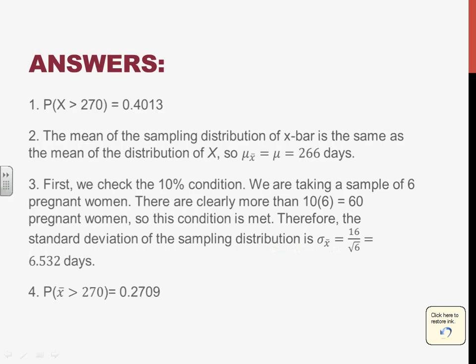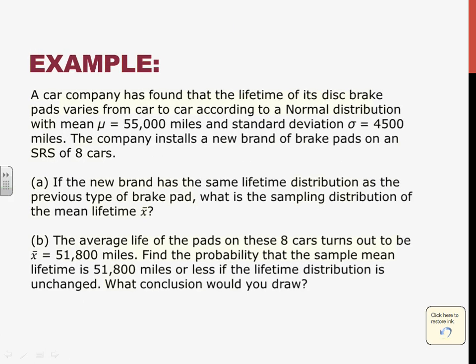Okay. A car company has found that the lifetime of its disc brake pads varies from car to car according to a normal distribution with a mean of 55,000 miles and a standard deviation of 4,500 miles. The company installs a new brand of brake pads on an SRS of 8 cars. If the new brand has the same lifetime distribution as the previous brand, what is the sampling distribution of the mean lifetime? Actually, why don't you go ahead and see if you can get this one. So see if you can find that mean and the standard deviation for the sample.